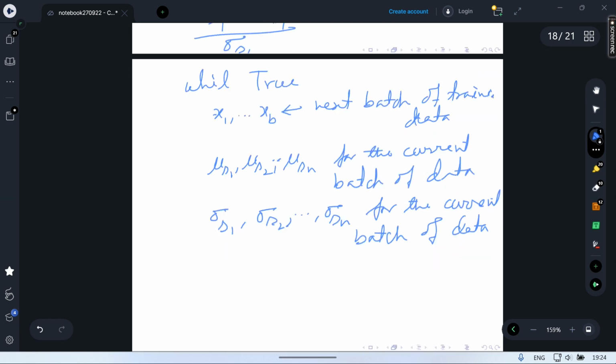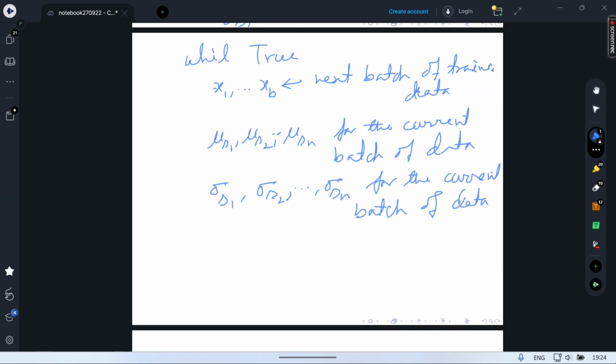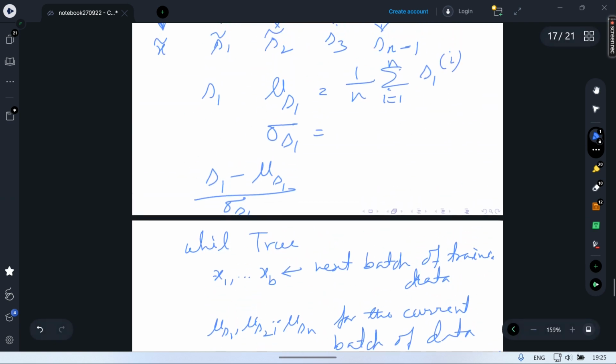Okay, and then you standardize this S1 by S1 minus mu of S1 divided by sigma S1, similarly do it for all S. Okay, so this is the basic intuition behind batch normalization.